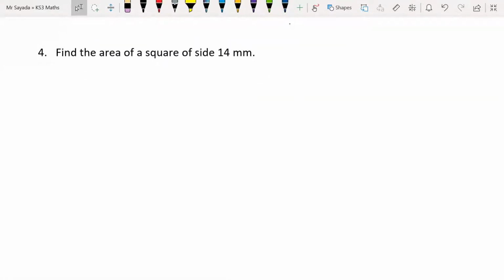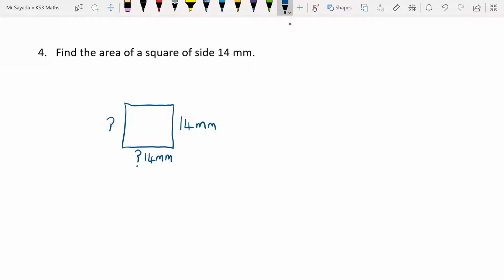So for this question, you were asked to find the area of a square of side 14 millimeters. So if you weren't sure about this, I'm going to firstly just sketch that square. So here's the square, and I'm told that this side is 14 millimeters. So my first question is, what is this side? Say your answer to the video now. You should have said that it's also 14 millimeters.